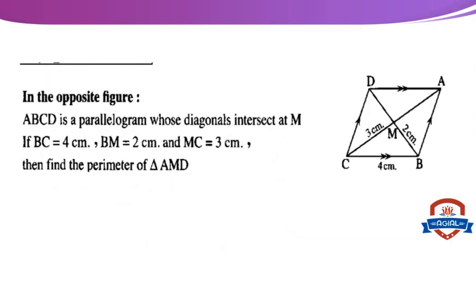For example, in the opposite figure, ABCD is parallelogram whose diagonals intersect at M. If BC equals 4 cm, BM equals 2 cm, and MC equals 3 cm, then find the perimeter of triangle AMD. Find the perimeter of this triangle. Okay? What is given and what is required, and write the proof.